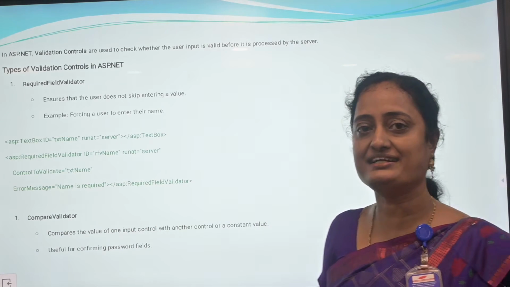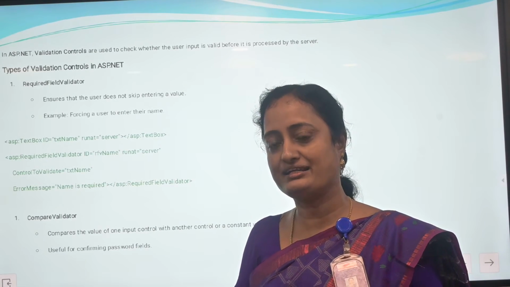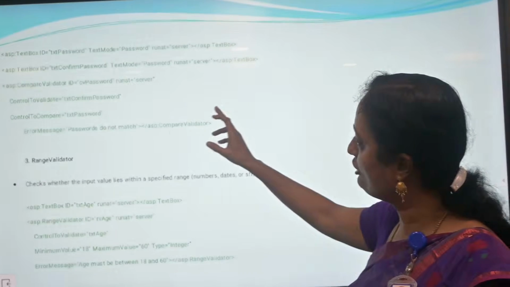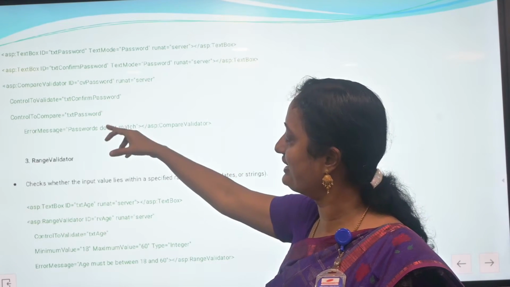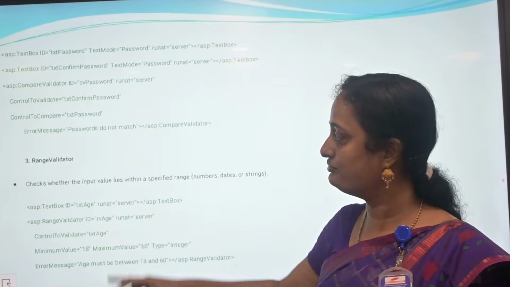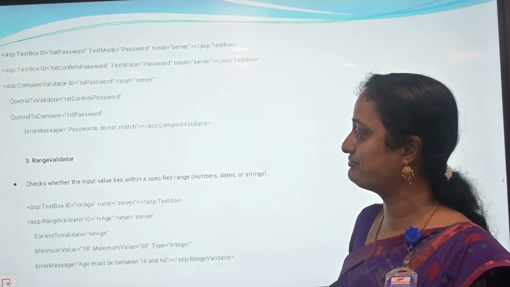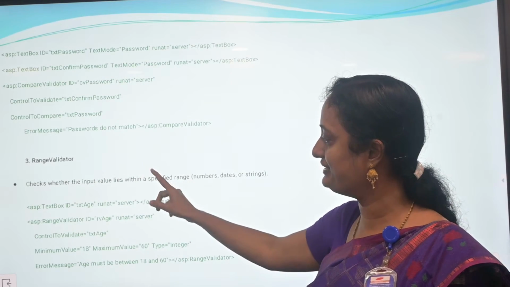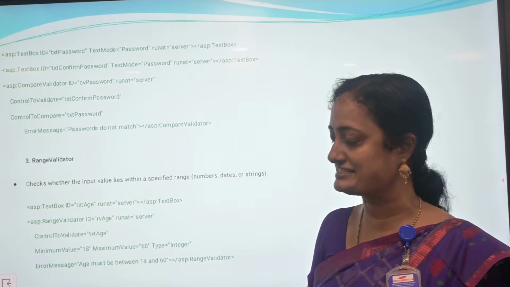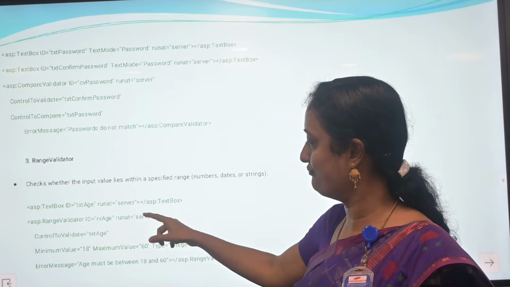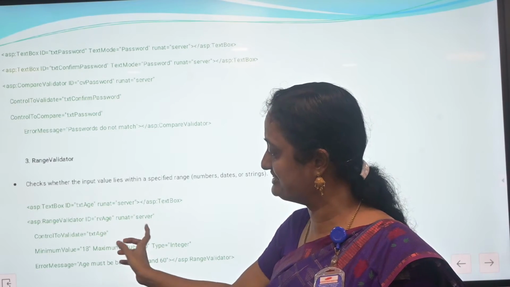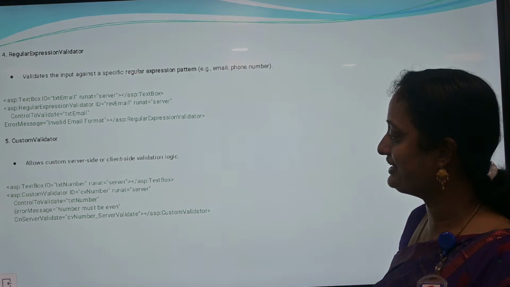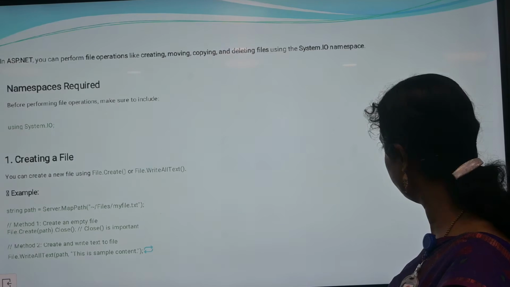Next one is compare validator. Compare validator means it compares two controls. I think many of you have seen confirm password and text password. It will check whether both values are equal; if so, it will accept, otherwise it won't accept. Next function is the range validator. Range validator means we have to give a minimum and maximum value. Suppose for age, if you want to vote, you can set a minimum value and maximum value. Then the regular expression validator. Finally you will use a custom validator.